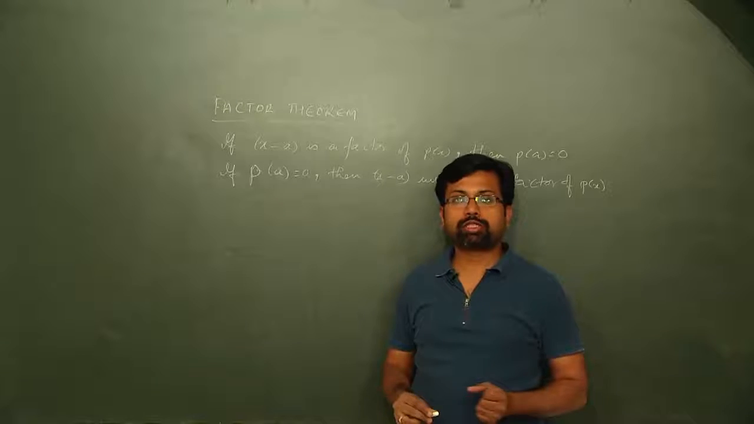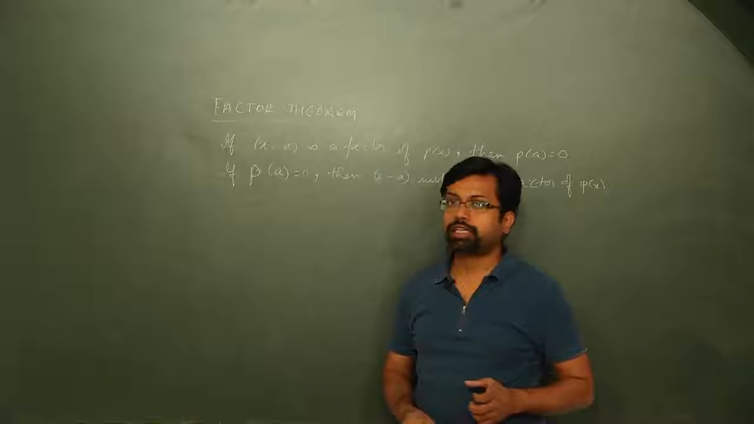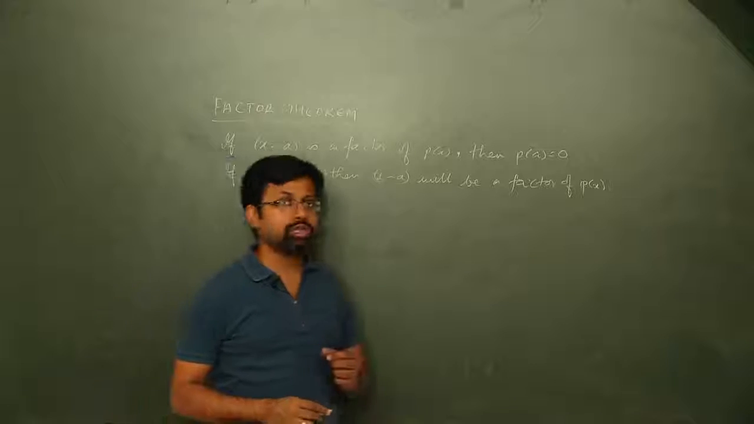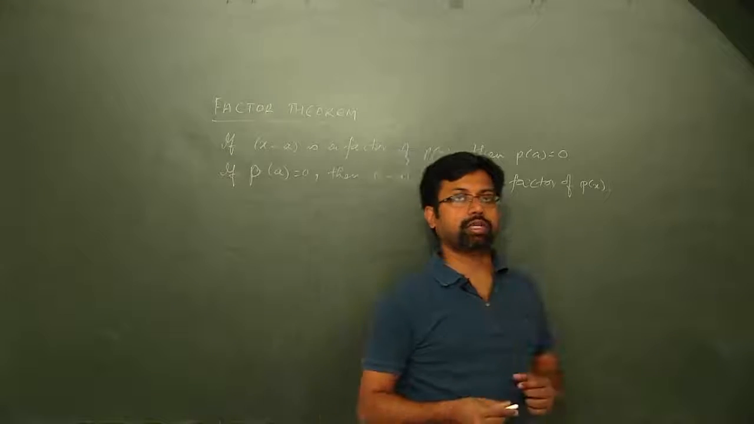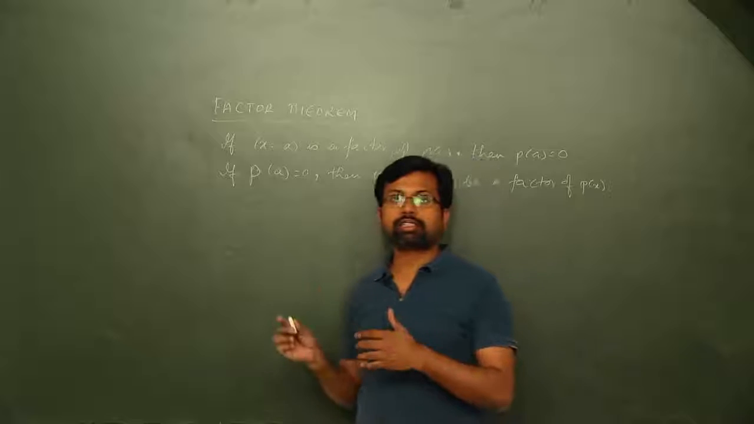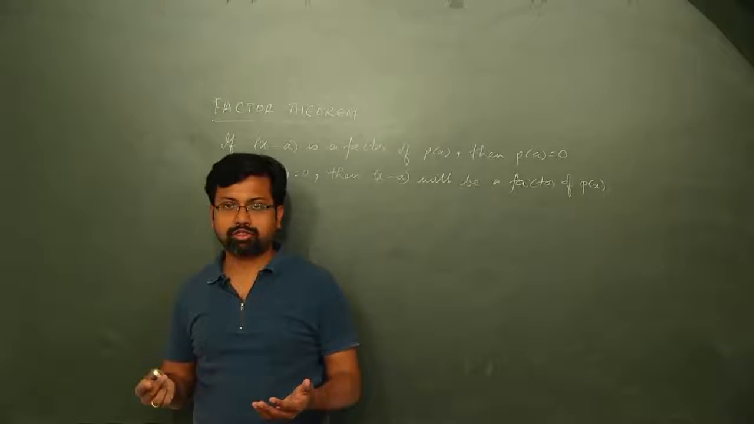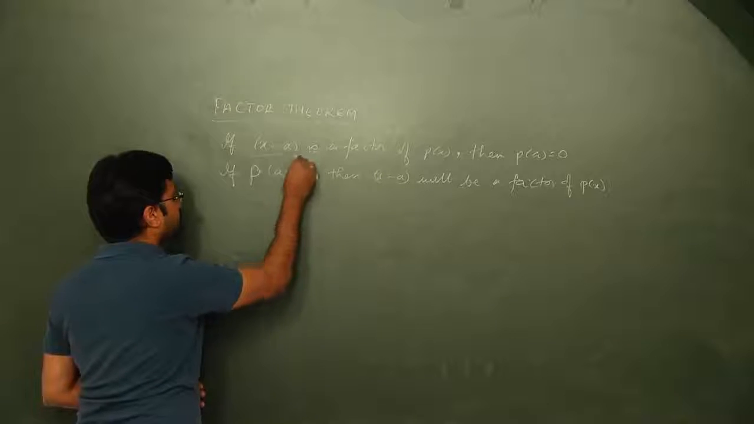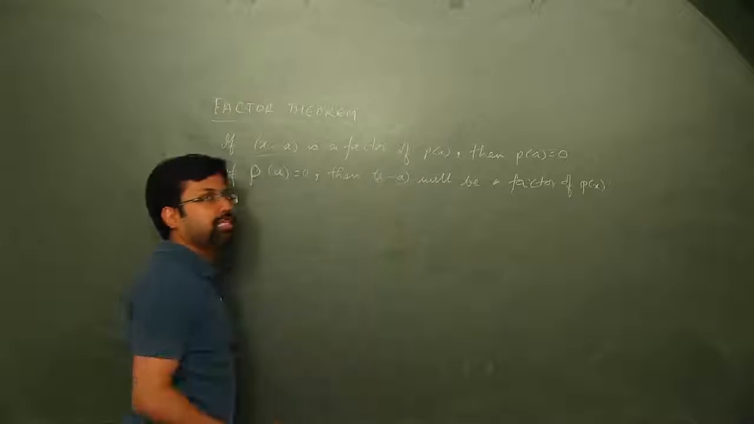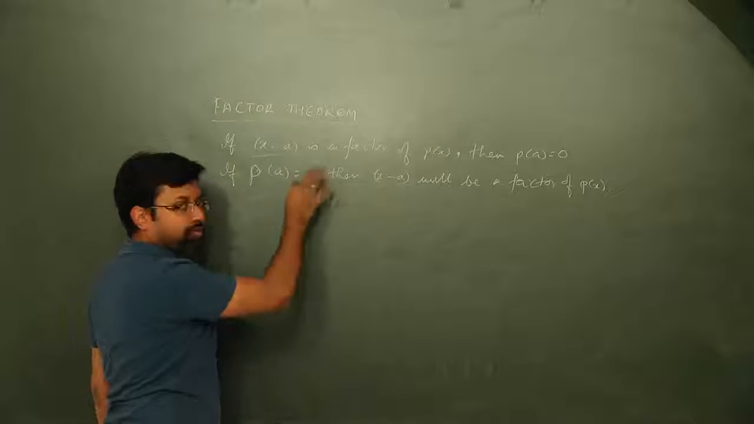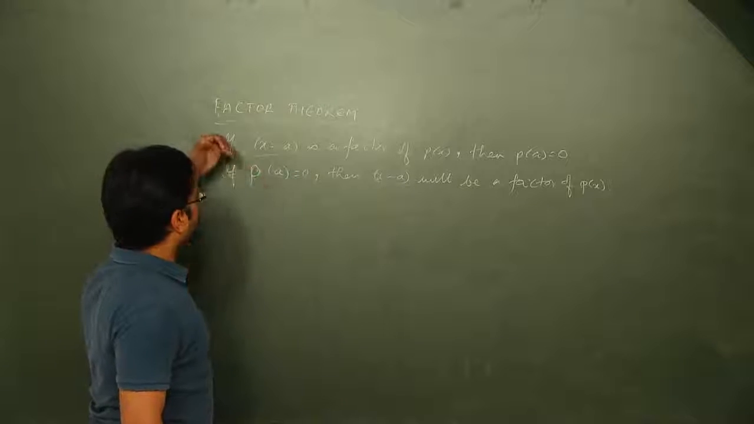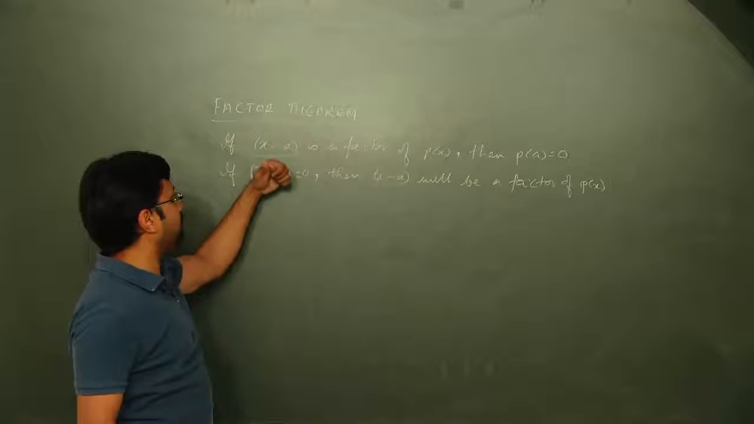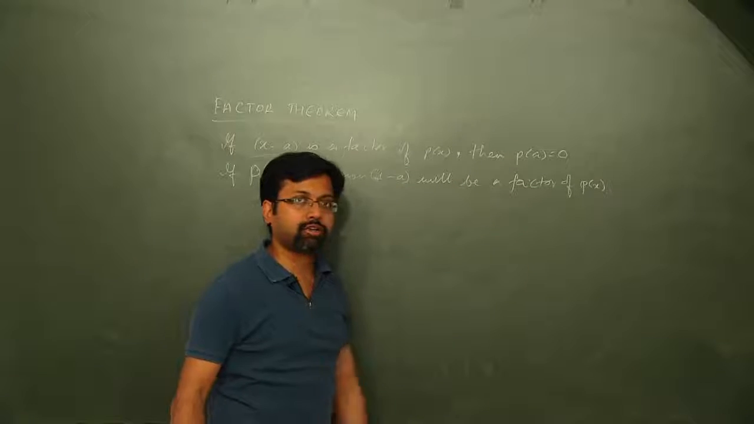So the factor theorem states that if x minus a is a factor of P(x), then P(a) equals 0, and if P(a) equals 0, then x minus a will be a factor of P(x). This x minus a can be resubstituted as x plus a. It is basically true for all linear polynomials, but we have given it a general form. So whenever x minus a is a factor of P(x), then P(a) is equal to 0, and if P(a) equals 0, then x minus a will be a factor of P(x).